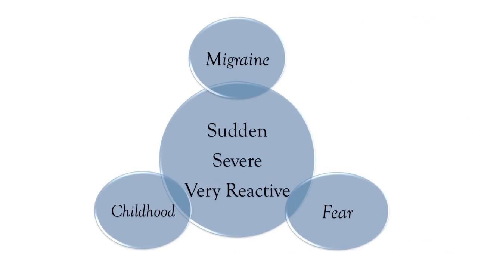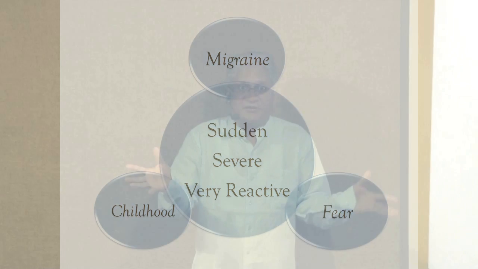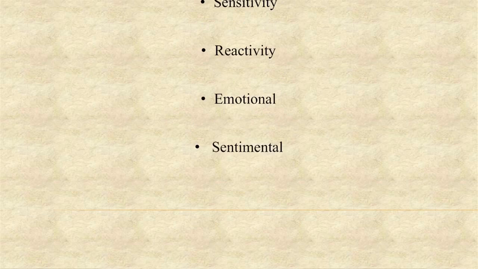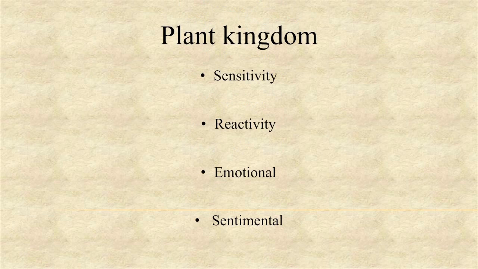This you can see in all her aspects, her migraine, her childhood, and her fears. Everything is sudden, severe, and there is reactivity. So there is an experience: this is happening to me, terror, and a reaction, violence, rage. So this kind of sensitivity and reactivity is typical of the plant kingdom. That is the main theme of the plant kingdom.